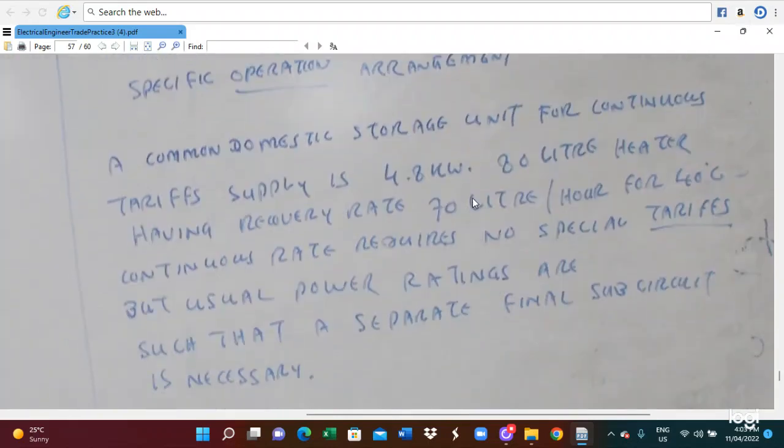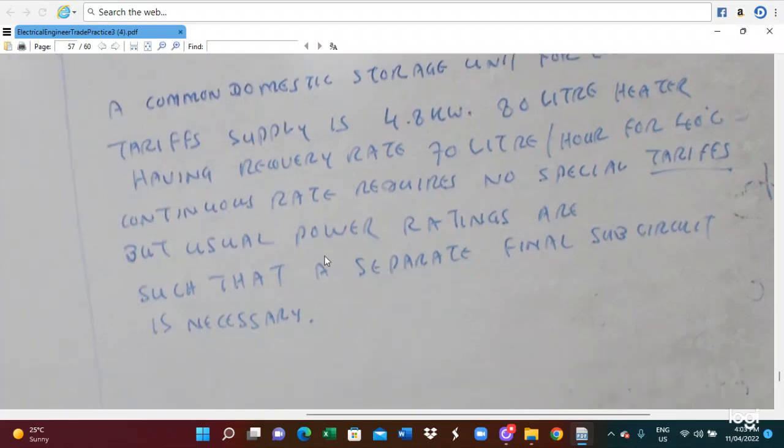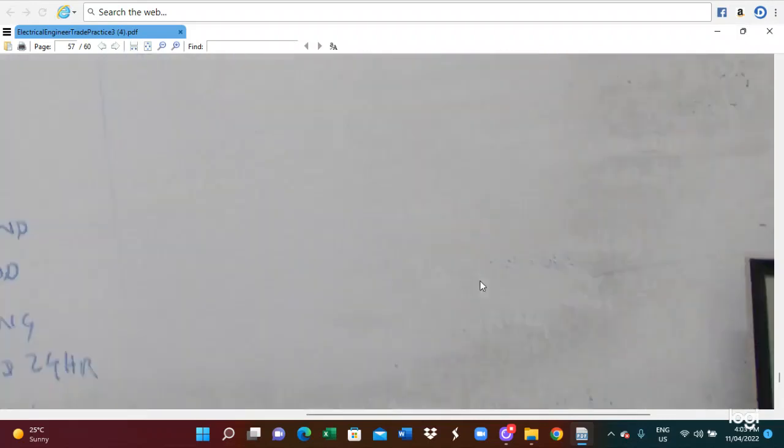A common domestic storage unit for the continuous target supply is a 4.8 kilowatt, 80 liter heater, having a recovery rate of 70 liters per hour for a 40 degree centigrade rise. If continuous rates are required, no specific targets are usual. The power ratings are such that a space of finance is necessary.